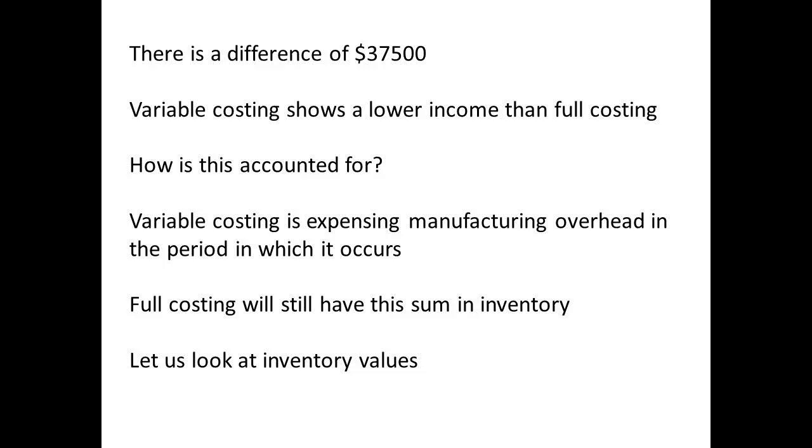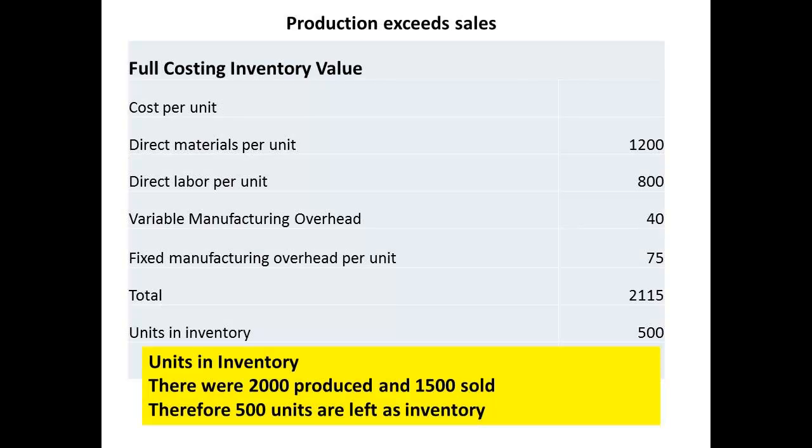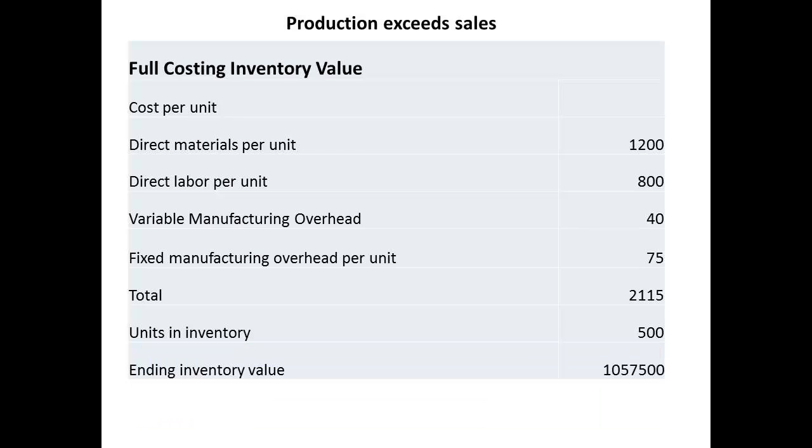We now look at inventory value, which will form a part of the balance sheet. For full costing, the figures are shown here. The number of units in inventory will be 500. We obtained this figure because although 2,000 units are produced, only 1,500 are sold. The balance of 500 units remains as inventory. Completing our entries, our calculation finishes with an inventory value of $1,057,500.